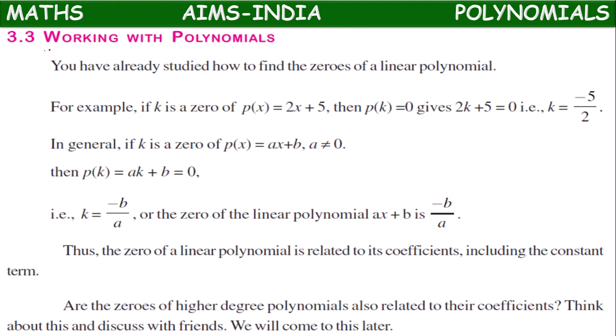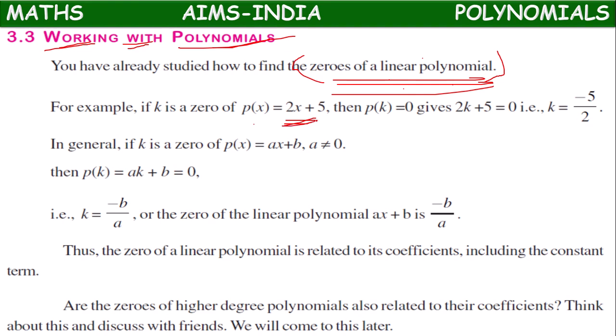Next one. Working with polynomials. Just now we have learned how to find zeros of a polynomial. In a previous class also we learned how to find zeros of a linear polynomial. For p of x equal 2x plus 5, p of k equals 0.